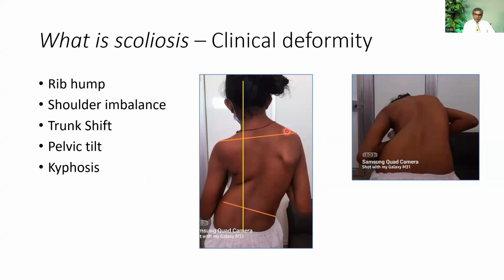So to compensate for the shoulder imbalance as well as the trunk shift, usually the pelvis also tilts. So this is called a pelvic tilt. So here you see that the left side of the pelvis is situated superiorly compared to the right side. And also you can get coexisting kyphosis along with scoliosis.